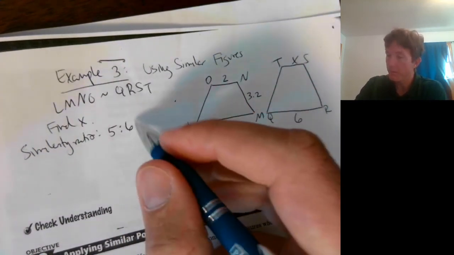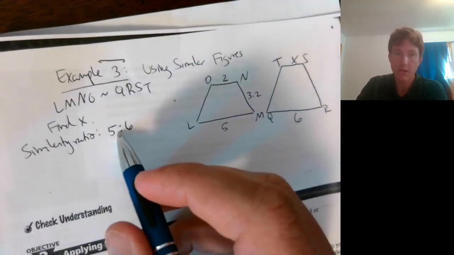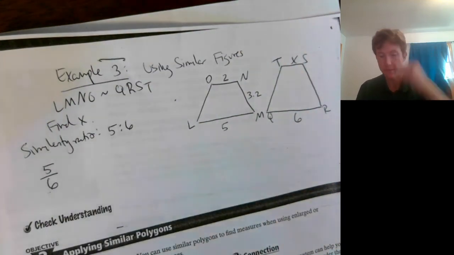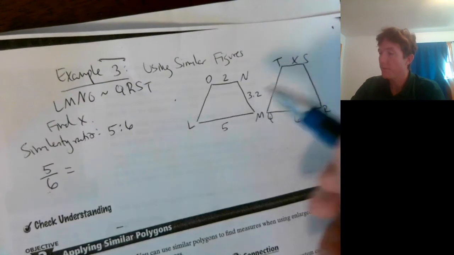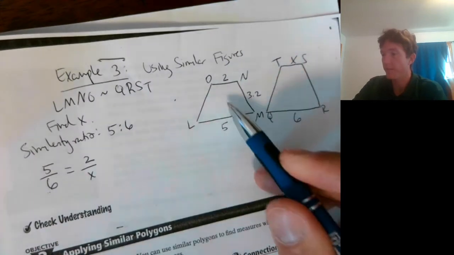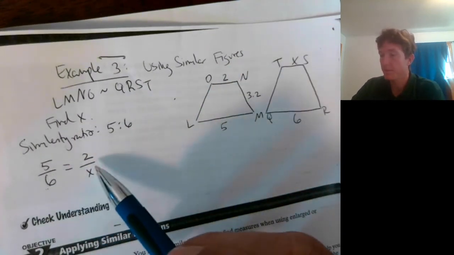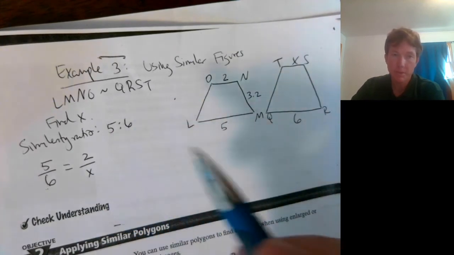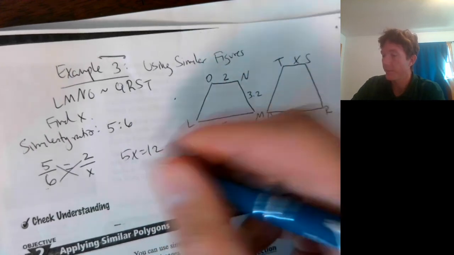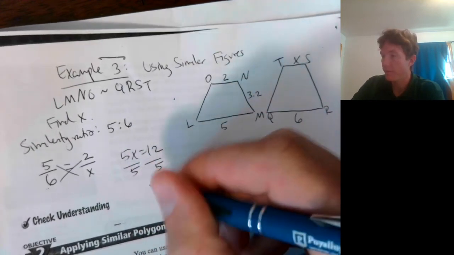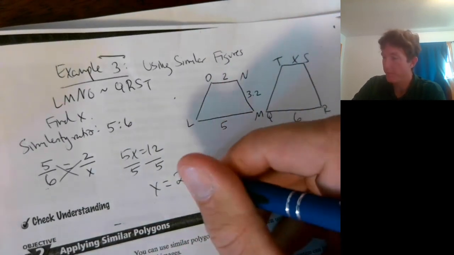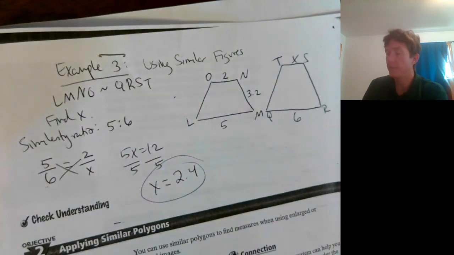So remember the last section, we can write it as 5:6, or we can write it like this. 5 over 6. 5 over 6 is equal to 2 over x, x being the one we want to find out. So 5 to 6 is equal to 2 to x. At this point, we just cross multiply. Okay, so we have 5x equals 12. Divide by 5, divide by 5. X equals 2.4. So x is going to be equal to 2.4.